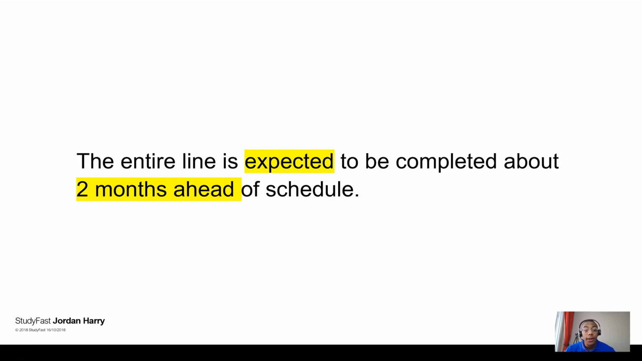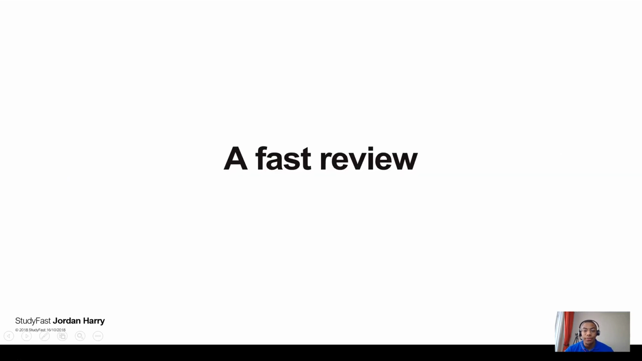And finally, the entire line is expected to be completed about 2 months ahead of schedule. Expected, I think of pregnancy. And the number 2, once again, it's just a number. It's very hard to remember, boring bit of information like that. So I think of twins. So they're expecting twins ahead of their schedule.